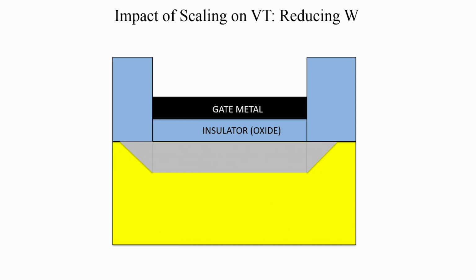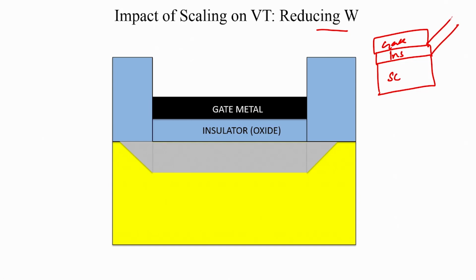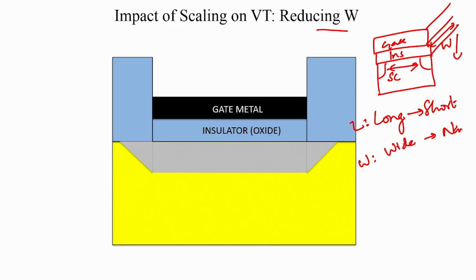So, now what about the impact of scaling on the channel width? Okay. So, we have the MOSFET, which has the gate, insulator, semiconductor. We have discussed the impact of channel length, but what about reducing channel width? For reducing channel length we say it is a long channel device to a short channel device, but for channel width we say it is a wide device to a narrow device.